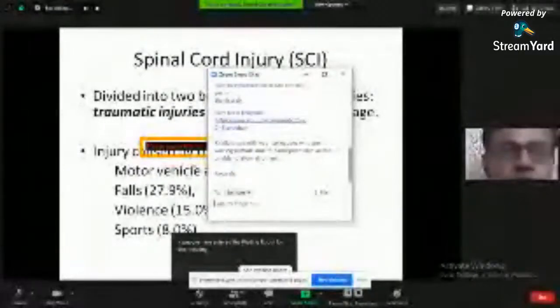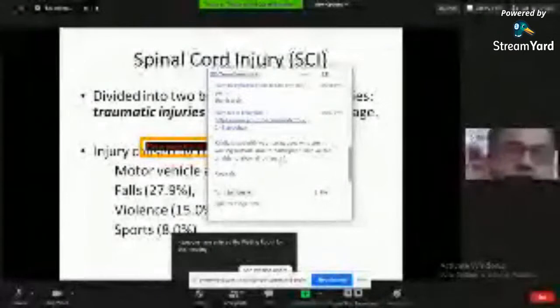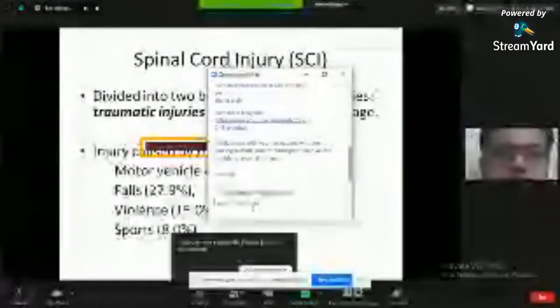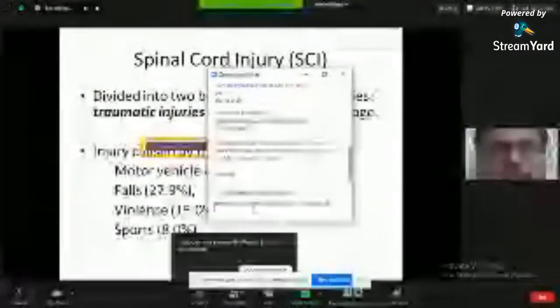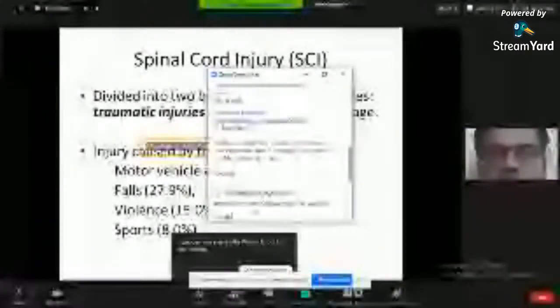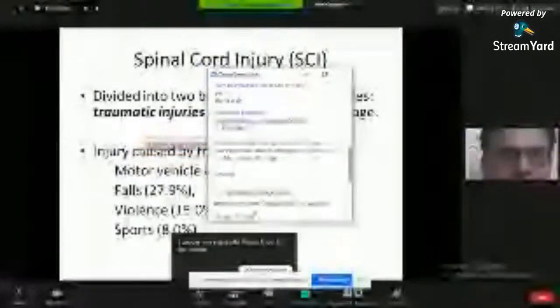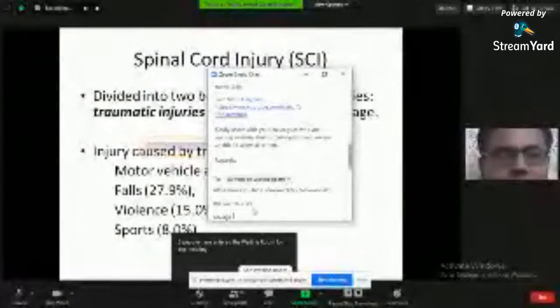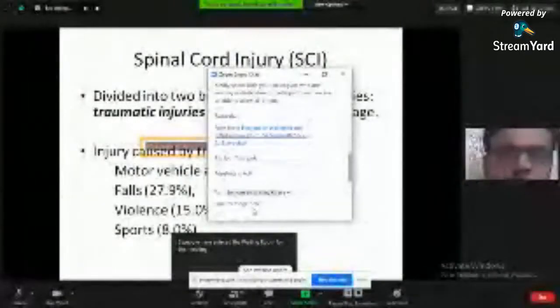So major causes of traumatic injuries are motor vehicle accidents, falls, violence, and sports injuries. Among them, the most common one is motor vehicle accidents or road traffic accidents. And later on, the falls. Other causes include accidents about 9%, violence 3%, and sports injuries 8%.